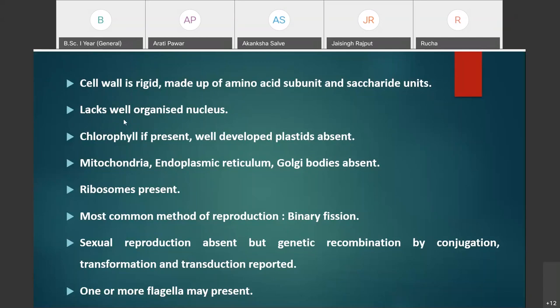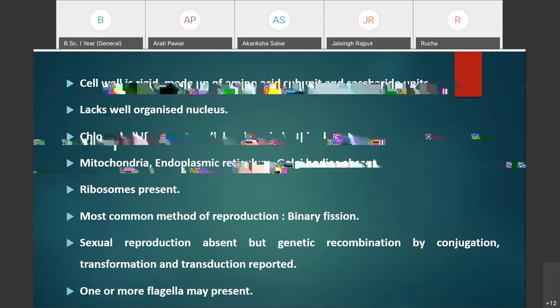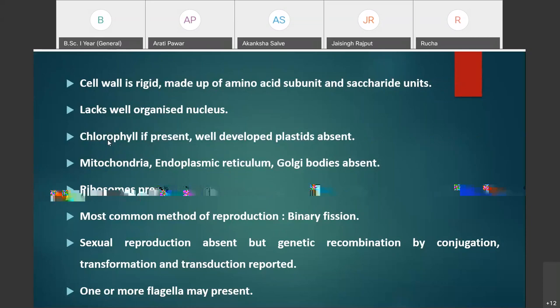Okay, we have just discussed that some bacteria are autotrophic. They possess chlorophyll pigments, and with the help of these chlorophyll pigments, they can synthesize their own food material. But this is in some of the bacteria, not in all the bacteria. And if pigments are present, they are present in the involuted cytoplasmic membrane.